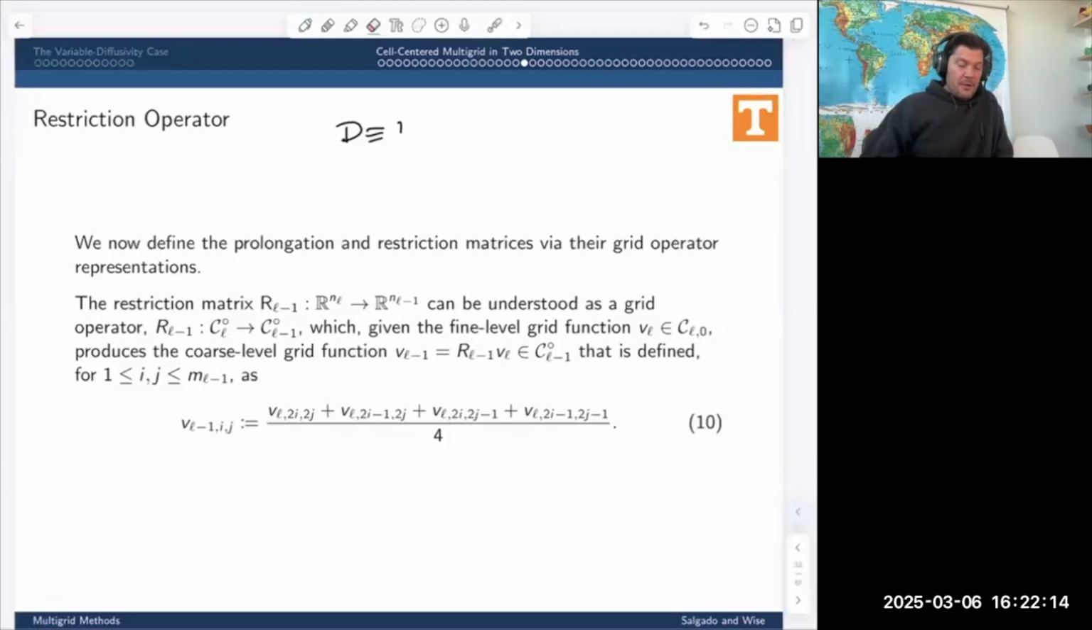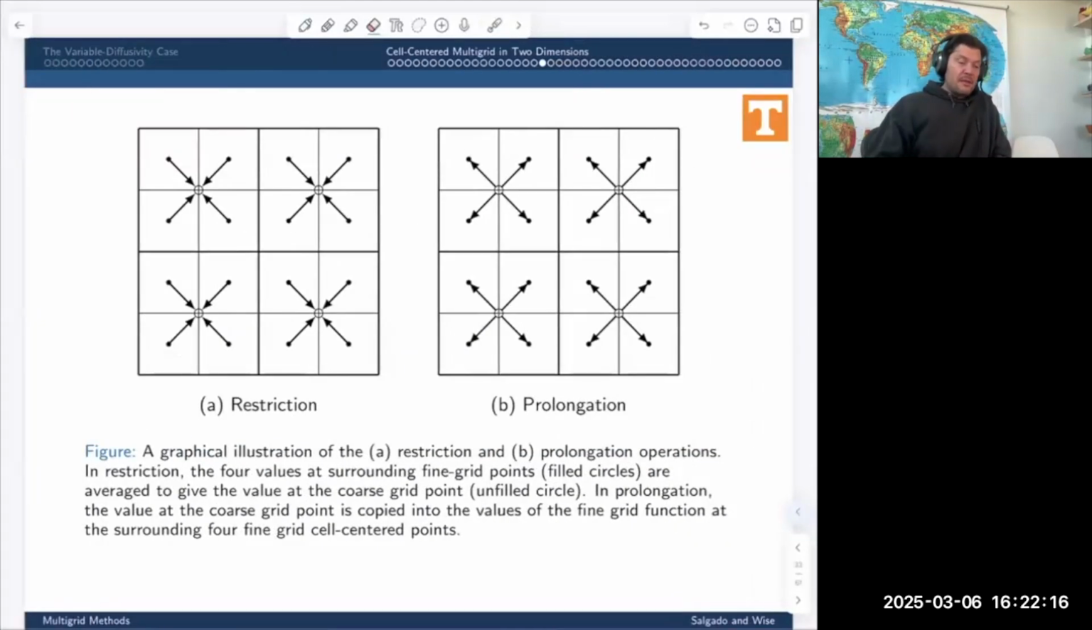Well, for the restriction operator, I'm going to show you a picture because I think that says 1,000 words. I have, for example, a 4 by 4 fine grid. Okay, so 4 by 4 fine grid means I have 16 points. I have a grid function defined on it, and that grid function has 16 different values. So what I want to do is take that grid function with these 16 values and push it down to the coarse grid, to a function that has only 4 values, or in other words, values at these 4 points. So how am I going to get information down to there?